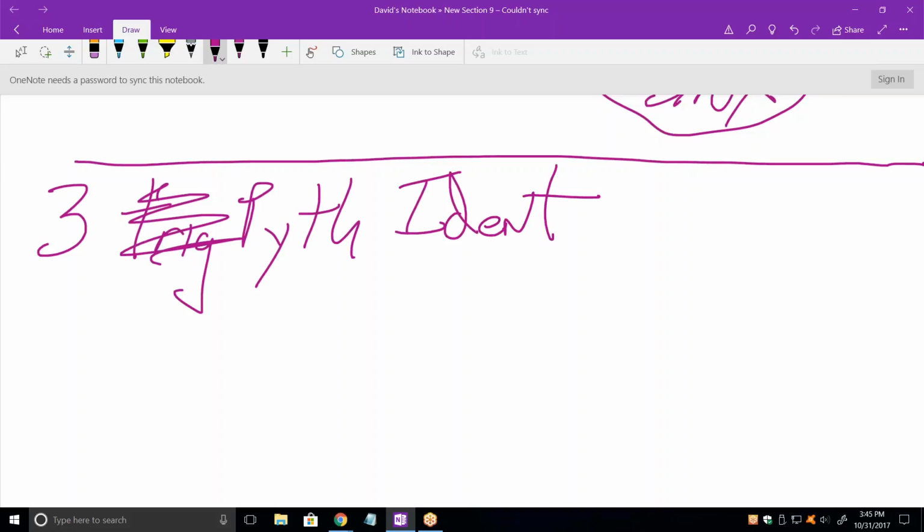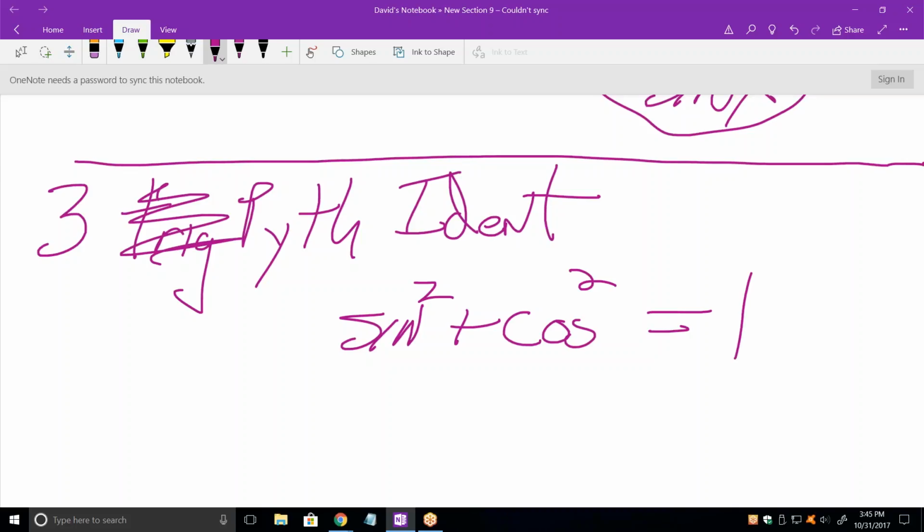And the first one we talked about already. Sine squared plus cosine squared is what? 1. You got that one memorized. Here's another one. You got to memorize this, and I don't know of any other way to do it other than say memorize it. There's no trick on this one. Tangent squared plus 1 equals secant squared.